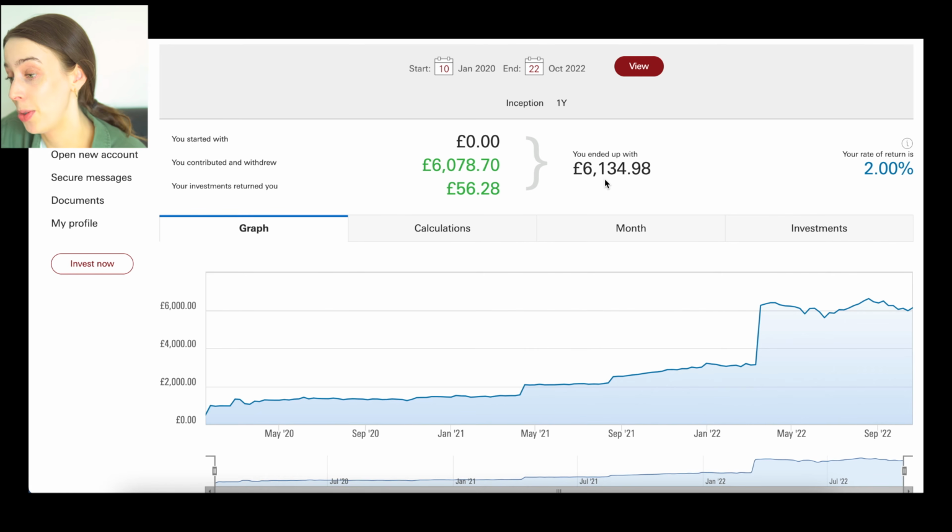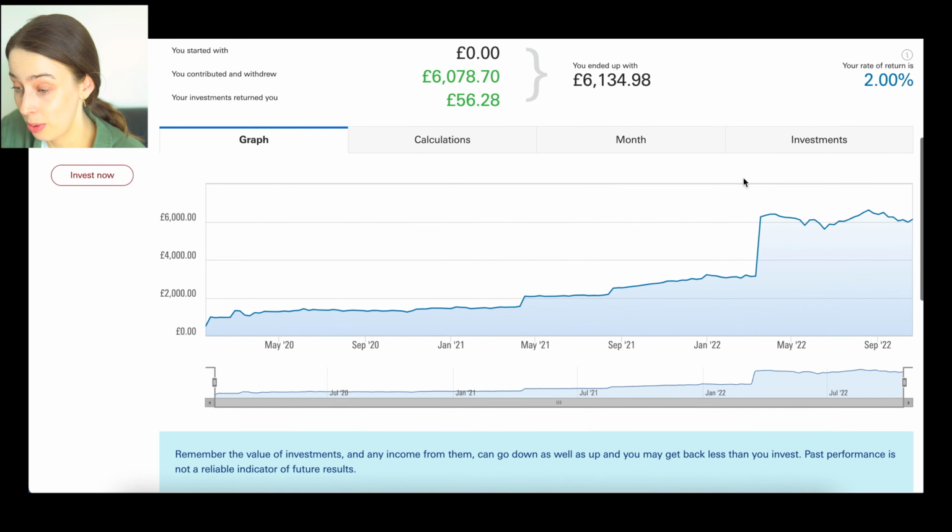You don't have to keep going elsewhere and finding out what these things mean. Vanguard will just tell you. And I must say, they do use really simple terms. It's really easy to understand.